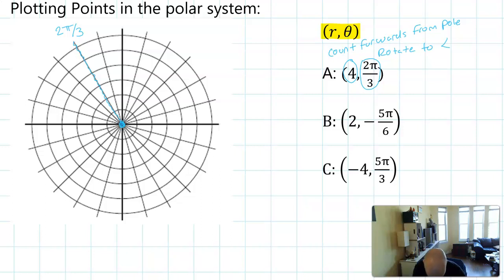And I go to the pole, and every ring counts as 1, or at least in the default scaling. You can assume that every ring counts as 1, unless it's marked differently. So you just count out 1, 2, I'll mark it, 3, 4. And at that point where you're at the correct angle and the correct radius, you can plot the point.